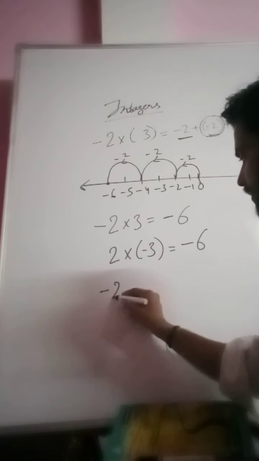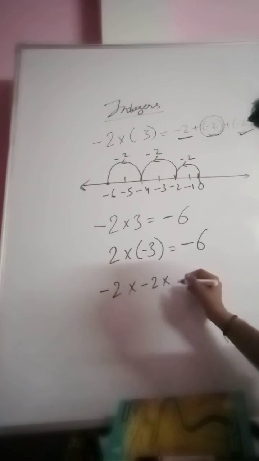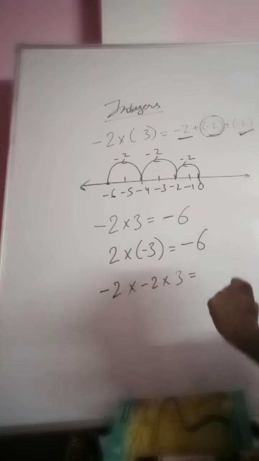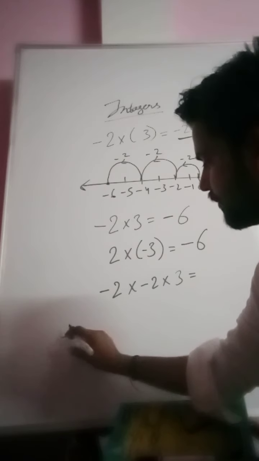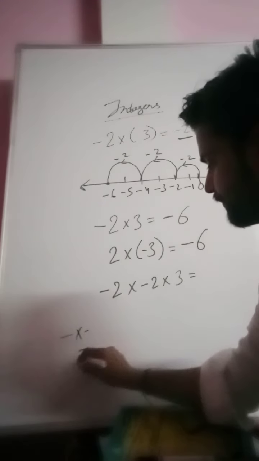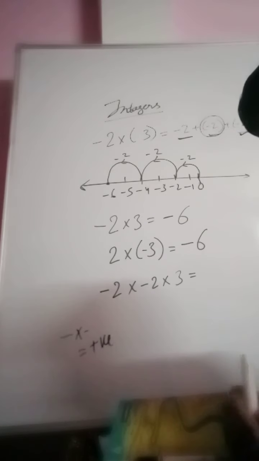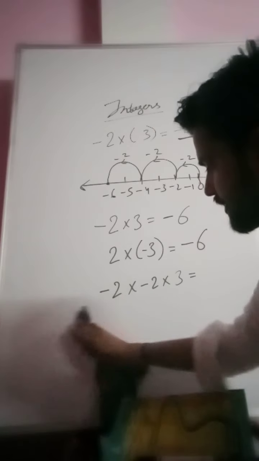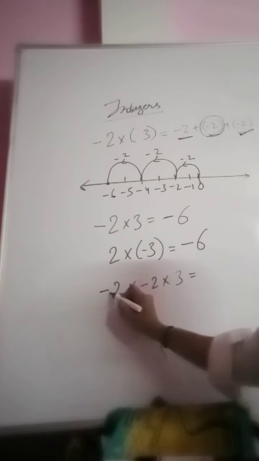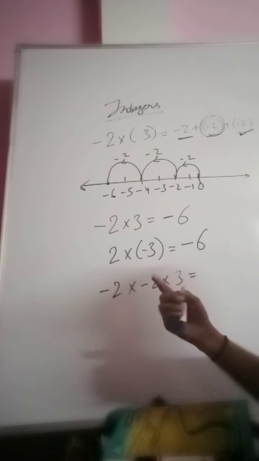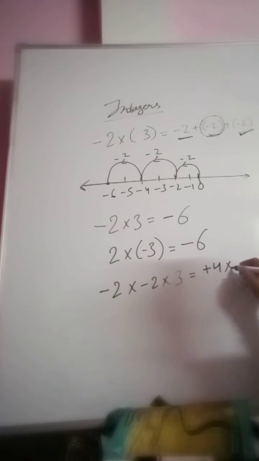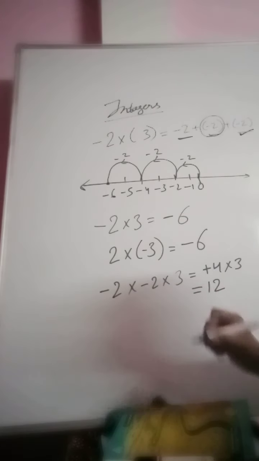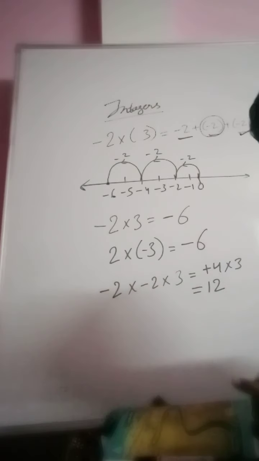If I say I have two negative numbers, this and this, I hope you know that if I multiply two negative numbers, the answer should be positive. Multiplying two negative numbers gives a positive answer. So minus 2 into minus 2 will become plus 4. Into this 3 is left. So plus 4 into 3, that will be how much? 12. Plus into plus is always plus.